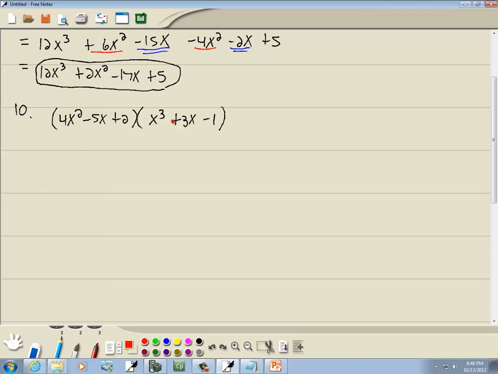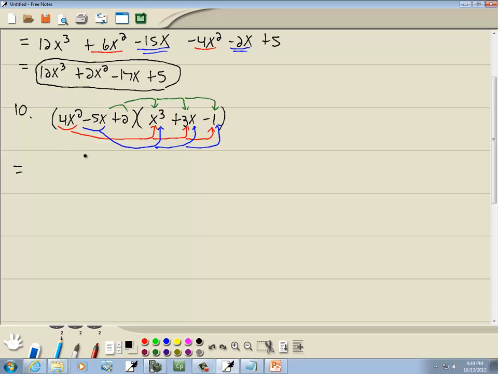Okay, we got 3 terms here, we got 3 terms here. Going to have a lot of lines. So we'll have 4x squared times the first term, times the second term, and times the third term. We'll have the negative 5x times the first term, times the second term, and times the third term. And we'll have the 2 times the first term over here, times the second term, and times the third term.